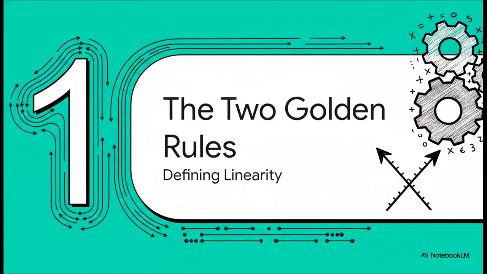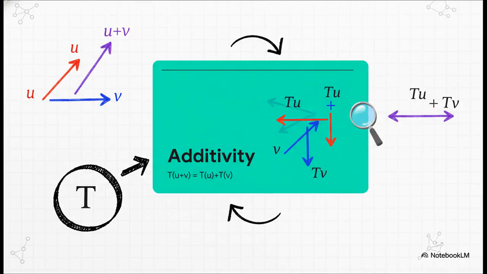So you might be asking, what makes this movement so orderly, so well-behaved? Well, it's not an accident. This whole thing is governed by two very precise mathematical rules that define what it even means for a transformation to be linear. The first rule is called additivity.